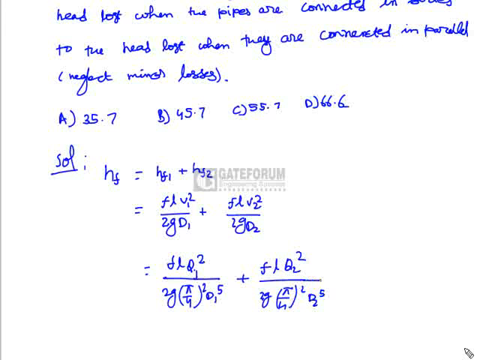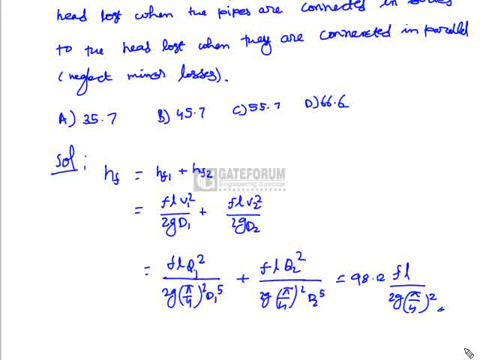Here Q1 is equal to Q2 because the pipes are connected in series, which is equal to 0.085 meter cube per second. And we know that the diameter of pipe 1 is 0.3 meter and the diameter of pipe 2 is 0.15 meter. On the substitution of all the values, we get 98.12 into FL by 2G into pi by 4 whole square. So this is the head loss in the pipes when they are connected in series.